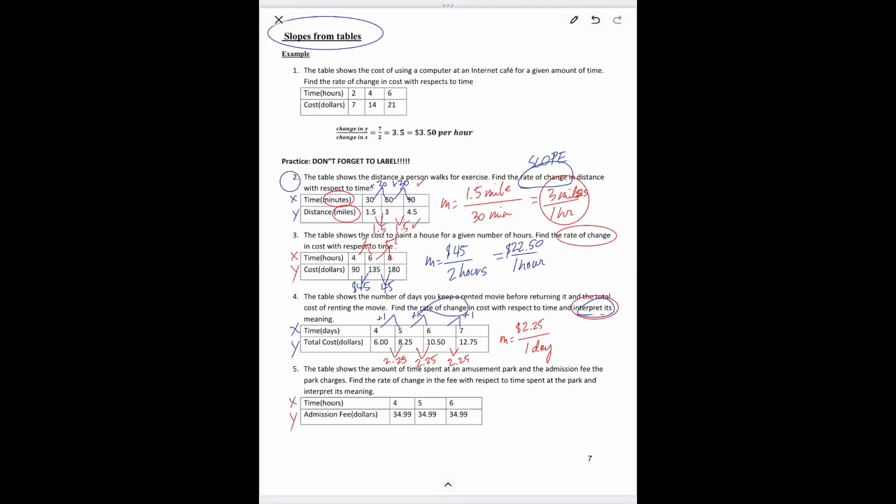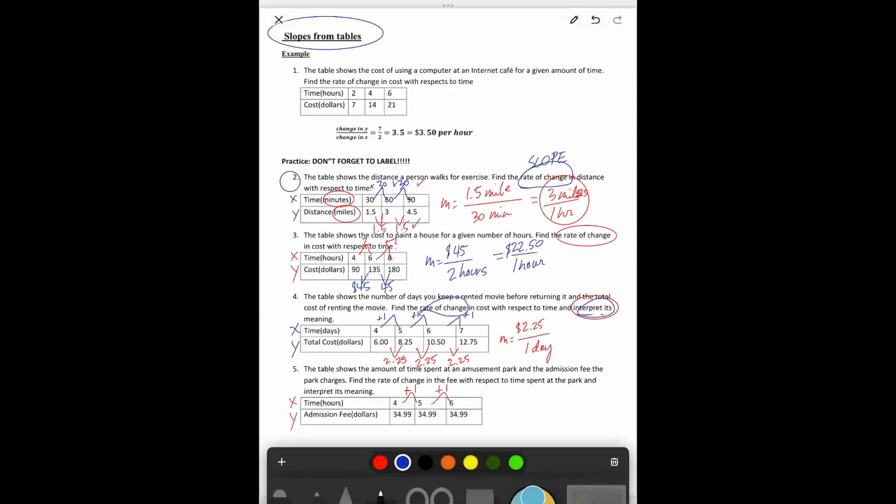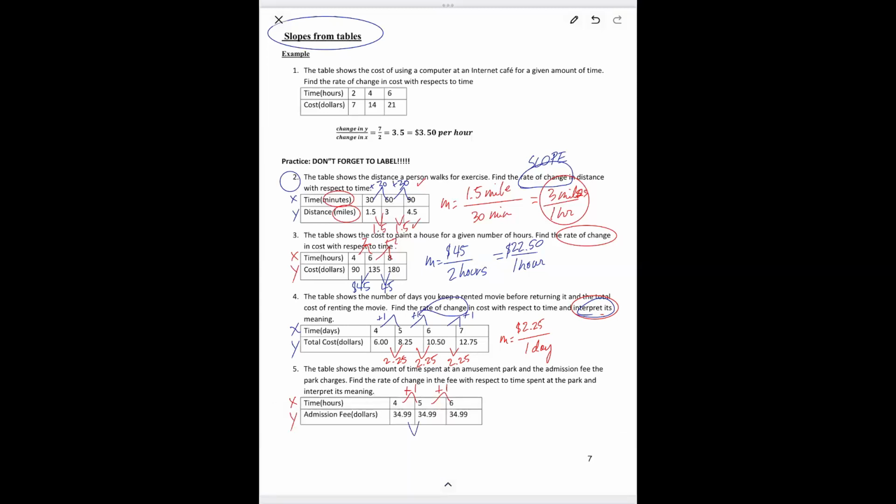Let's find the difference. So it's going up by 1. Hour is going up by 1. And then what's happening to the cost? The cost is not changing. The cost is not changing. So what does that mean? So let's go over here. Let's find the slope. The slope is the Y, the difference in the Y's over the difference in the X's. So the slope is 0.